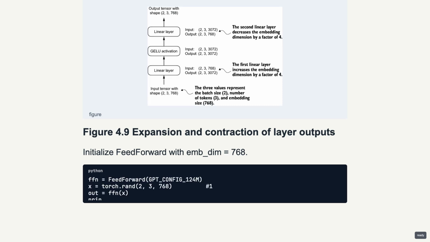The module is initialized from the GPT configuration. Then a tensor with shape 2 by 3 by 768 is passed through it. Because the feed-forward network returns the same embedding width it received, the printed shape stays aligned with the input structure.